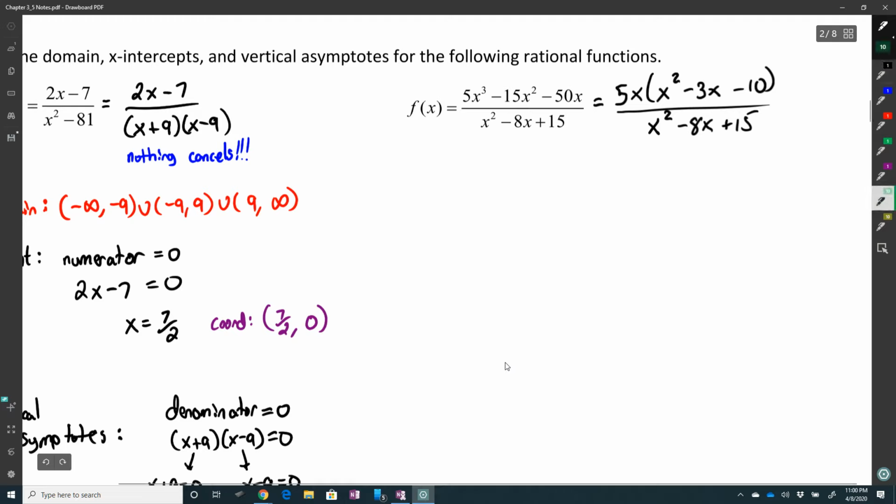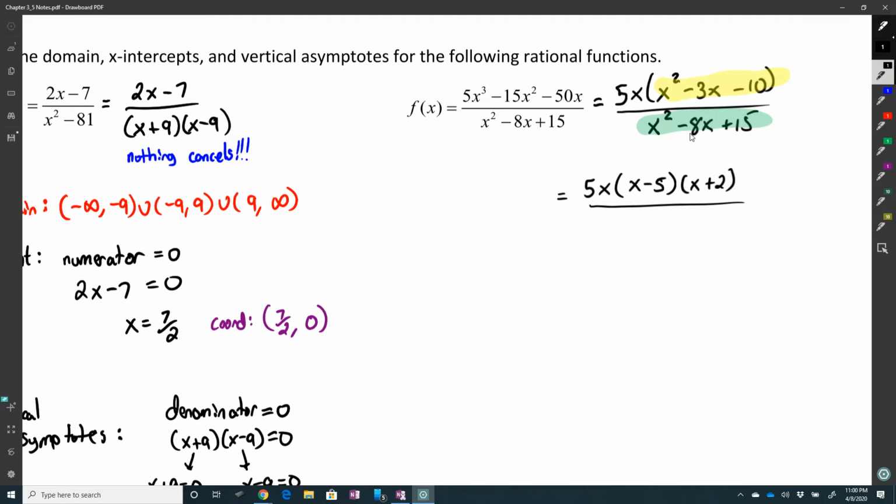So now we're going to factor each of these. Two numbers that multiply to negative 10 but add to negative 3 are negative 5 and positive 2, so write the 5x, x minus 5, x plus 2. Two numbers that multiply to 15 but add to negative 8 are negative 5 and negative 3. Notice the x minus 5's cancel.